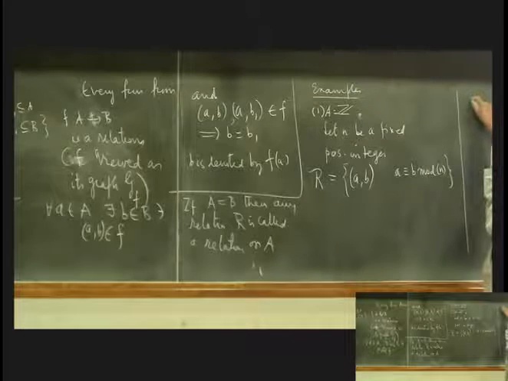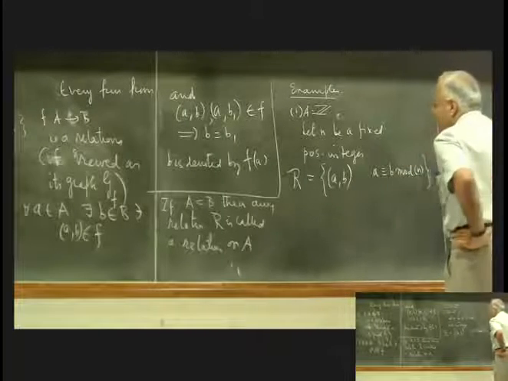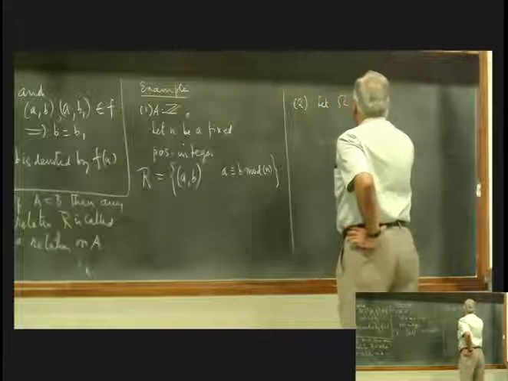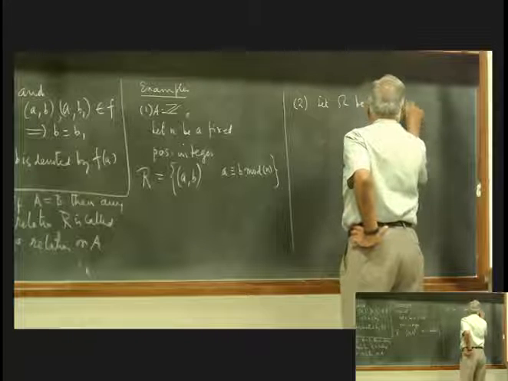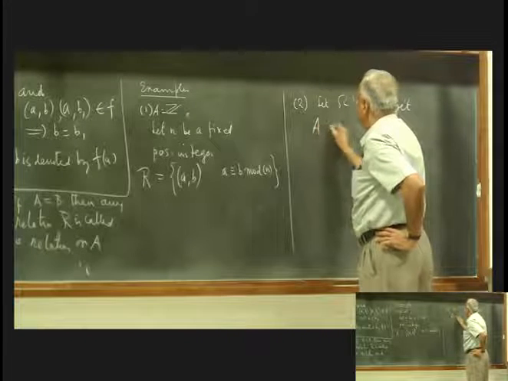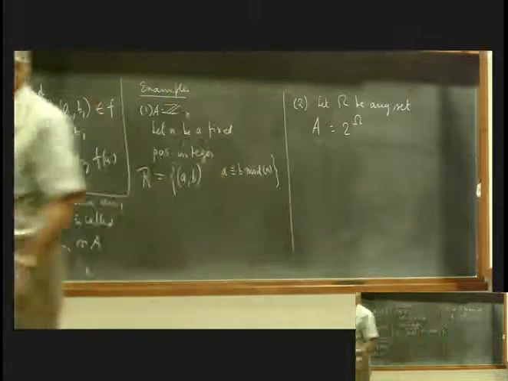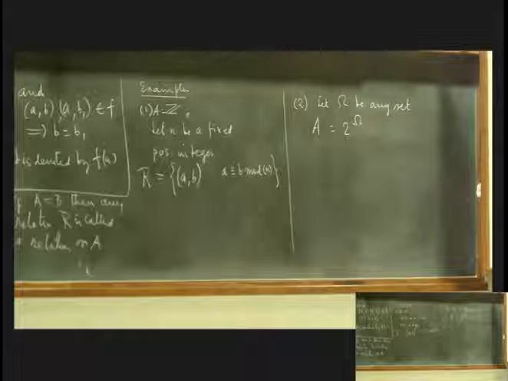Let me give you more examples. Most of them I will give from A to A. Let omega be any set and look at A to be 2 to the omega, the power set of omega. Omega is what is known as the universe of discourse. I am going to discuss only subsets of omega, not all subsets of the entire world, but only subsets of a fixed set omega.